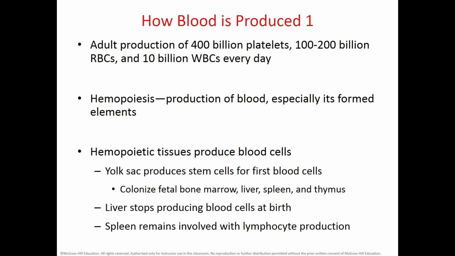Once we're born, the liver stops producing the red blood cells and the other type of cells, but we will use the cells within the spleen to form lymphocytes. The yolk sac disappears, so we don't have any production of blood cells within the yolk sac because we don't have it anymore, but we will still produce these blood cells within the bone marrow and within the thymus after we're born.